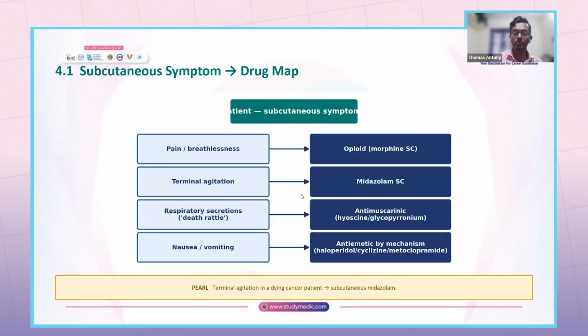So, subcutaneous symptoms, the drug map. This is the summary of what we have already discussed. If the patient is having pain or breathlessness, we can use opioids. If oral is not possible, we can give subcutaneous morphine. For terminal agitation, we have subcutaneous midazolam. For respiratory secretions, we have antimuscarinic agents. Nausea or vomiting, antiemetic by mechanism. You can give haloperidol, cyclizine, or ondansetron.